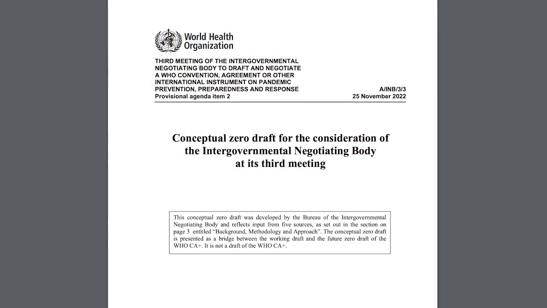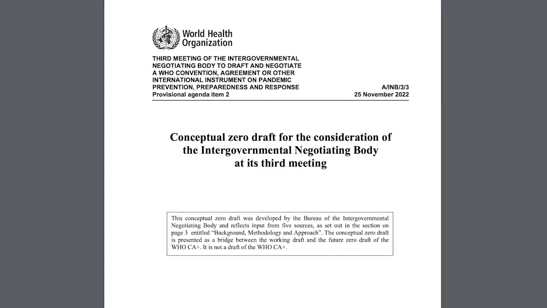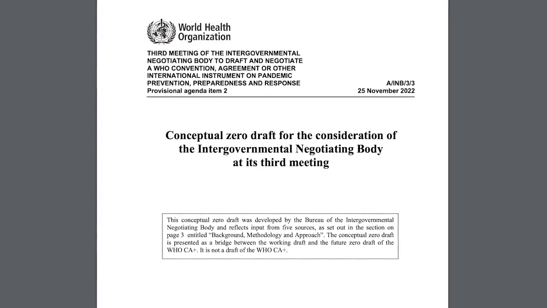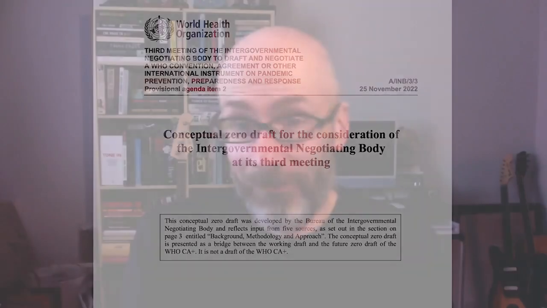But no, okay, I want to know about what's actually going on, what they're actually discussing and when and how, and can I see this? What's happening? So you would need to know the magic words. In this case, Conceptual Zero Draft for the consideration of the Intergovernmental Negotiating Body at its third meeting. Might be one of those phrases that once you know it, suddenly I can actually read the actual document that they were discussing at their last meeting.